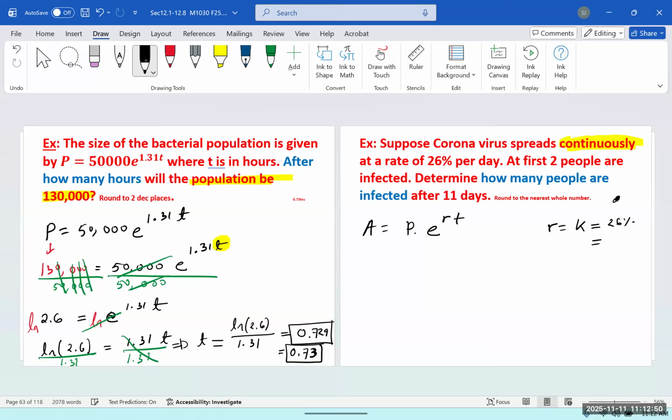But what is 26%? It's 0.26. You move the decimal two places to the left, and you have no extra place. It's 0.26.